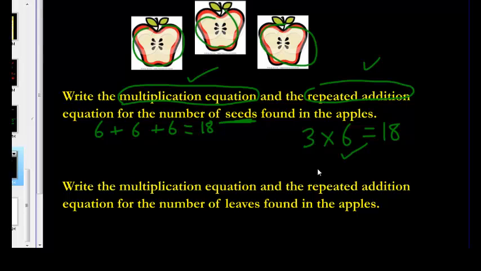Now look, by the way, if you wrote 6 times 3 is 18, that's wrong. It's not right because it doesn't match the picture. We don't have 6 groups, we have 3 groups. 3 apples, that's 3 groups. Okay, so that's 2 marks. Give yourself a mark here and give yourself a mark for this one.